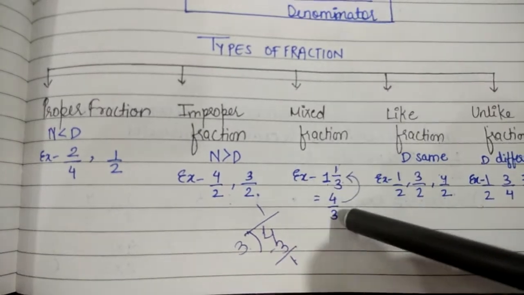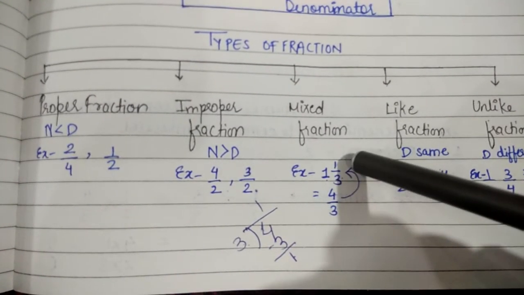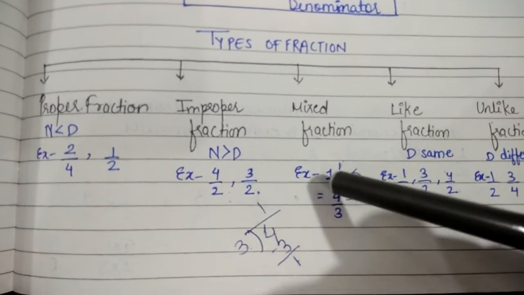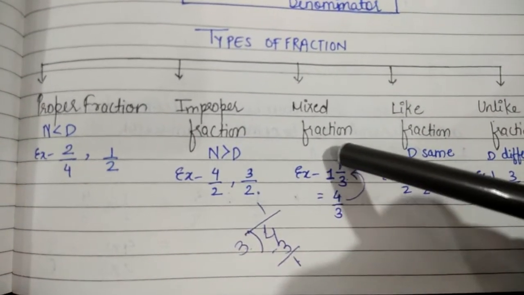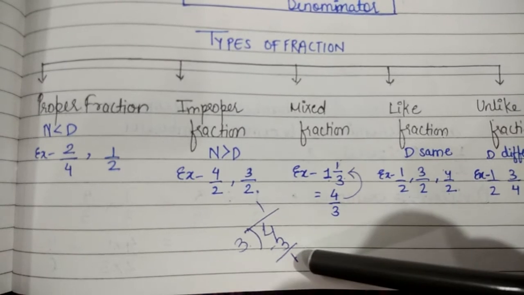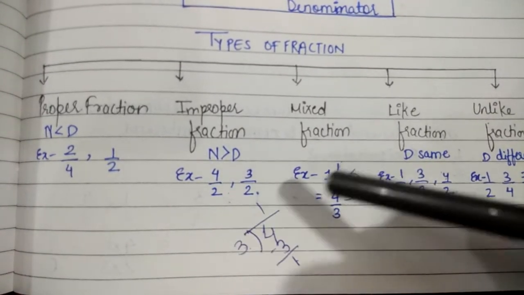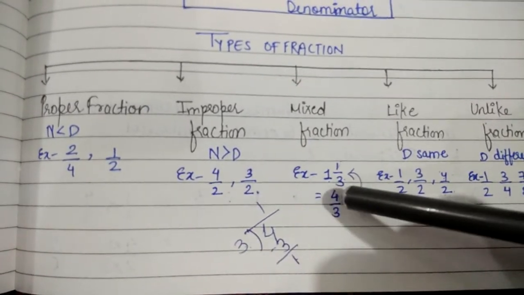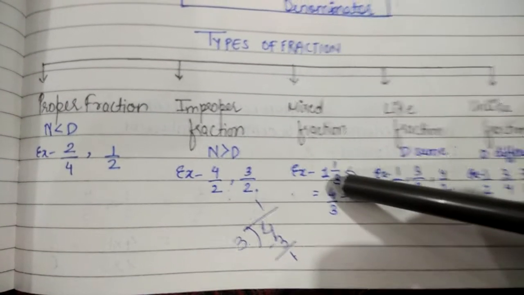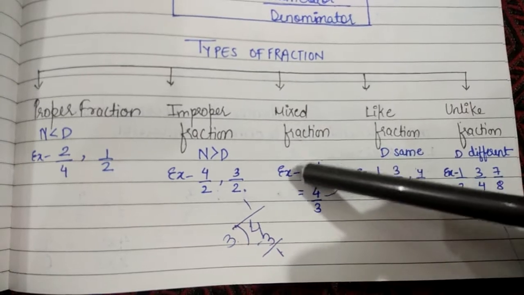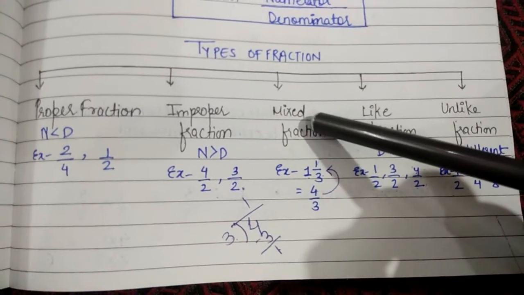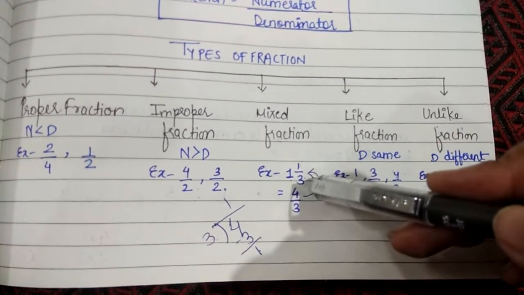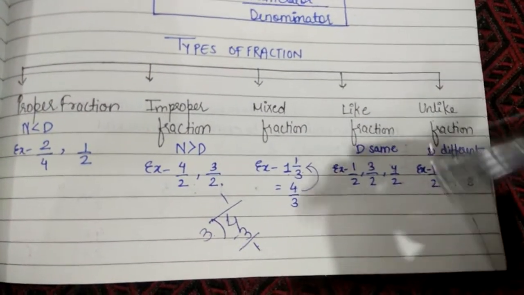So to write any improper fraction as a mixed fraction, first of all, I need to write the quotient, like I have written 1 here. Then in the upper part, I need to write the remainder, and in the lower part, I need to write the divisor. So my 4 by 3 will become 1 and 1 by 3. This 1 and 1 by 3 is known as a mixed fraction. That means 1 is a whole here and 1 by 3 is a part of another whole, right?